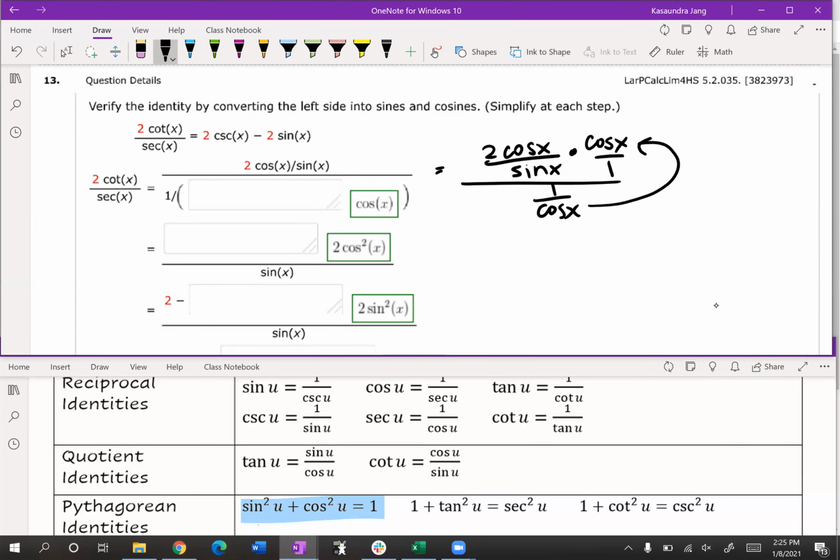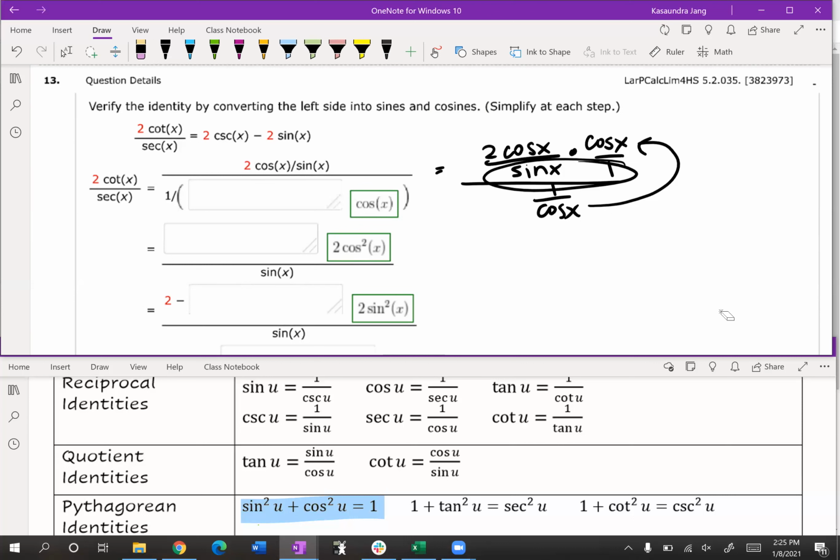Okay. It looks like they've got the sine in the denominator. Good, 1 times sine is sine. The numerator, if I multiply that together, is a 2 cosine squared. So that's where this came from.